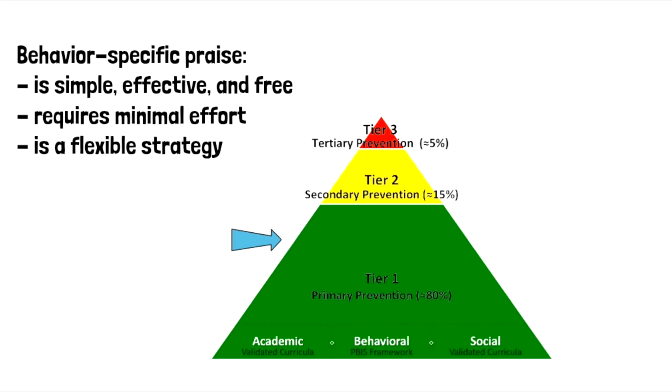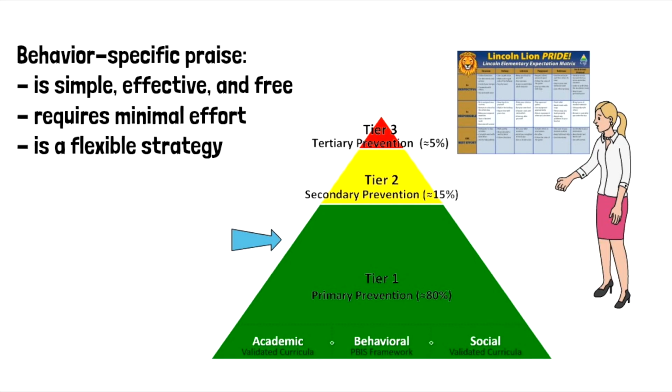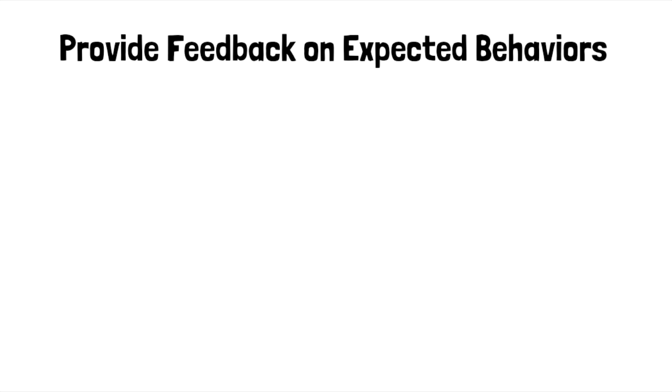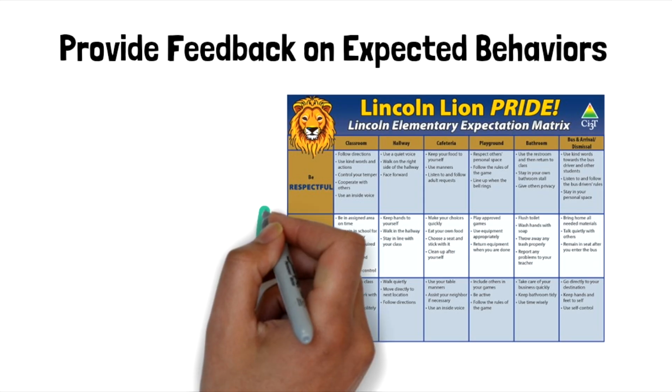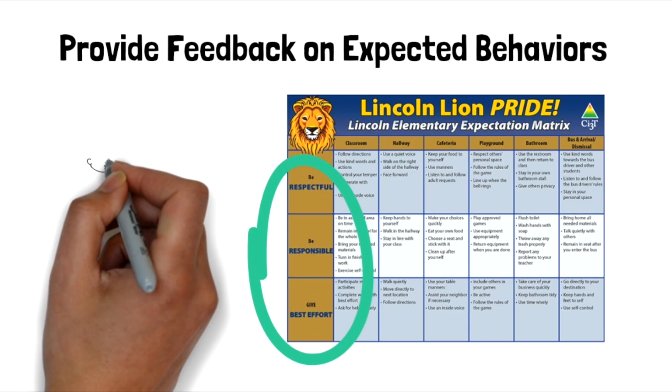At Tier 1, behavior-specific praise can be used with all students to reinforce school-wide and class-wide expectations. Students with additional behavior support needs can receive higher rates of behavior-specific praise as a Tier 2 intervention. Additionally, behavior-specific praise can, and usually is, included as a component of any Tier 2 or Tier 3 intervention. A key feature of behavior-specific praise is, by definition, linking the statement to a specific behavior, such as those found in the school-wide expectation matrix and taught in social skills lessons.